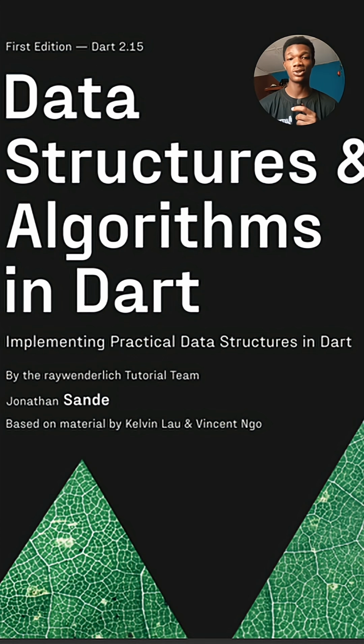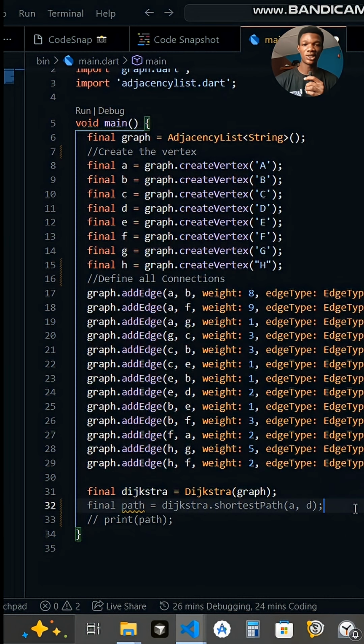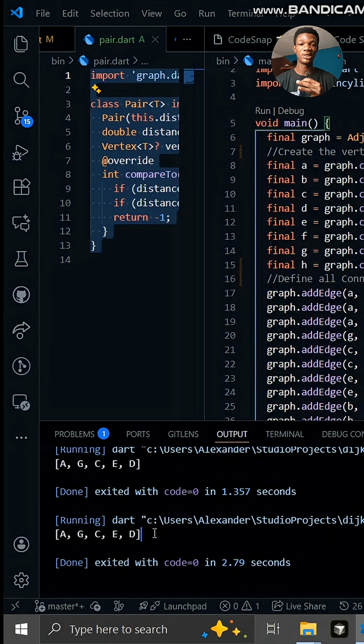You can also see this in a full implementation in the Dart DSA, or Data Structure and Algorithm, book by Jonathan Sande. The calculation itself runs within the shortest path method, which iteratively updates the distance pairs via a priority queue. If you ever have a situation where a step somehow has a negative cost, you need a different algorithm, obviously.